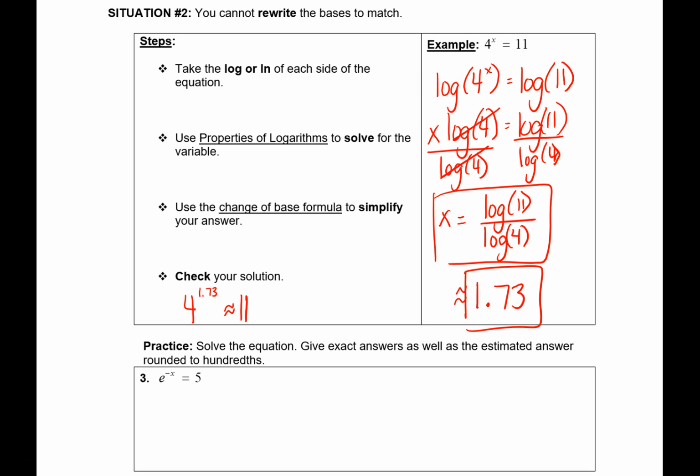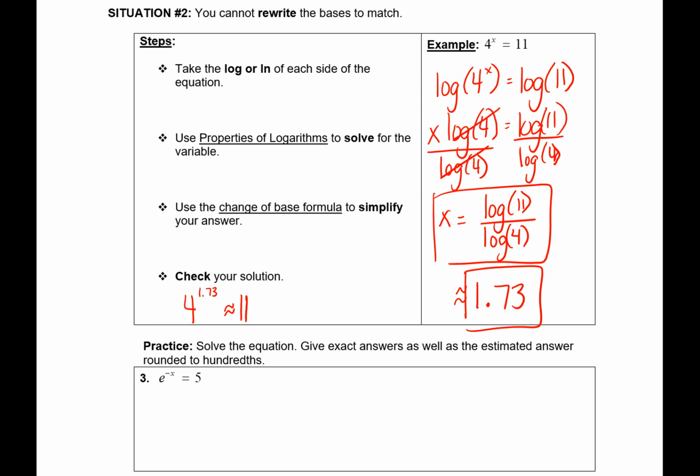Okay, so generally we're going to use just log base 10 because it's the easiest thing to use. It's the most simple thing to use when we have two bases that we cannot rewrite as bases that are the same. It's not convenient. Now, the exception to using log base 10 is if we have an e in our problem. So if you look at practice problem number 3, I have e to the negative x is equal to 5.